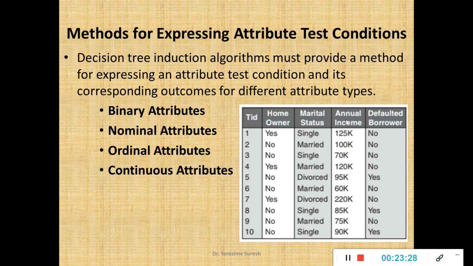Then I have annual income of a person, the salary of a person, real numbers, which are continuous valued attributes. Defaulted borrower, again it's a binary classification. These are just the attributes to recall, and these attributes can be split, hence the topic: methods for expressing the test attribute condition. Your decision tree induction algorithm will provide a method for expressing a test attribute condition based on the attribute types, and these are the 4 attribute types.